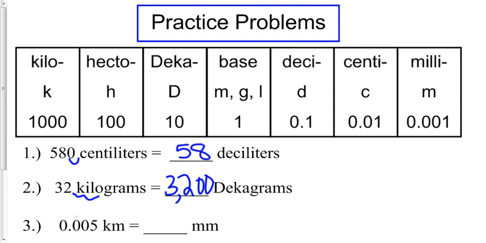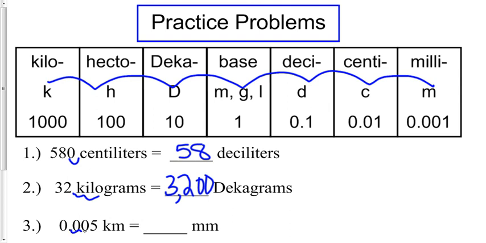I have 0.005 kilometers. I want to know how many millimeters that is. Well, here's my kilometers. Millimeters is all the way over here. I'm going to move over 1, 2, 3, 4, 5, 6 times. So this decimal needs to move over 6 times. And that is going to be 1, 2, 3, and 3 zeros, 5,000 millimeters.